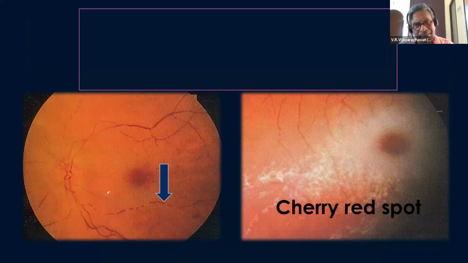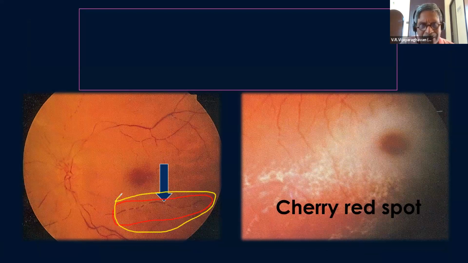One more thing now, look carefully: the blood column is broken. Can you see the blood column is broken here? This is called cattle truck appearance. That means the blood column is broken and moves in a jerky manner. That means he is having a retinal artery occlusion. Central artery occlusion is there.